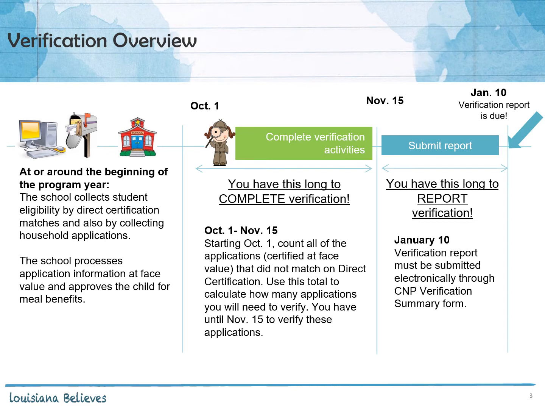November 15th through January 10th is the timeline to report the results of verification on the verification summary form. All SFAs, regardless of their type, are required to report the results because it includes additional information used by USDA, such as enrollment, identified students, and the number of operating sites per SFA.